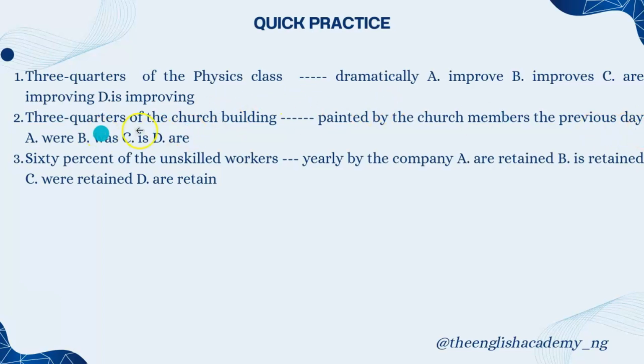That is "was". The reason why it could be "was" or "is", but the reason why we picked "was" over "is" is because of this "previous day", which denotes past tense. 60% of the unskilled workers, that's what? Are retained. Please, "are retained".